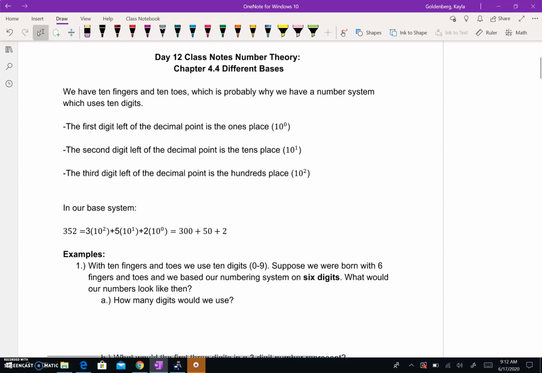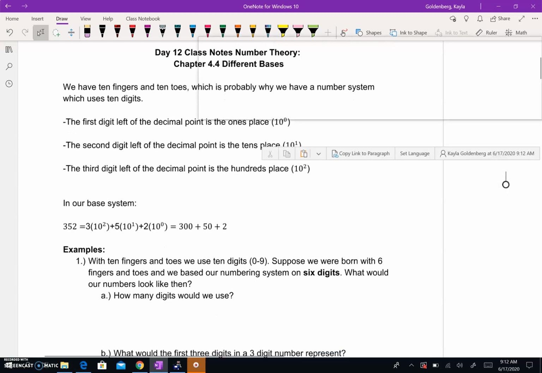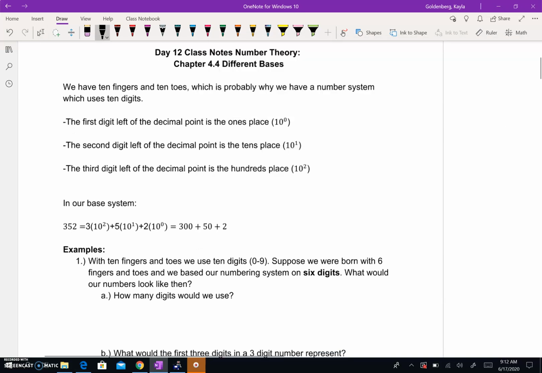Like, teaching how to add seems kind of mundane, but teaching how to add with different bases other than 10 kind of helps you appreciate what maybe your siblings are learning if they're learning how to add and subtract. So it can help you appreciate how difficult it must be for them at first. So we have 10 fingers and 10 toes, which is probably why we have a number system that uses 10 digits.